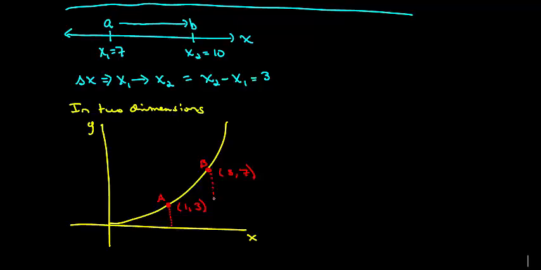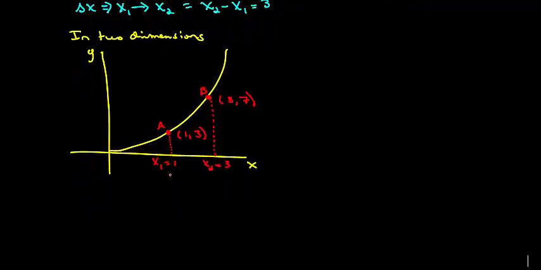So what we can do is we can look at their images down on the x-axis, and we can say, okay, well, this guy is at 1, and this guy is at 3. And so we can talk about the change in the x variable. The x variable went from 1 to 3. So to calculate that, we just take 3 minus 1, and we get 2. And so the change in our x variable is 2 units. That's this distance on the axis, right?